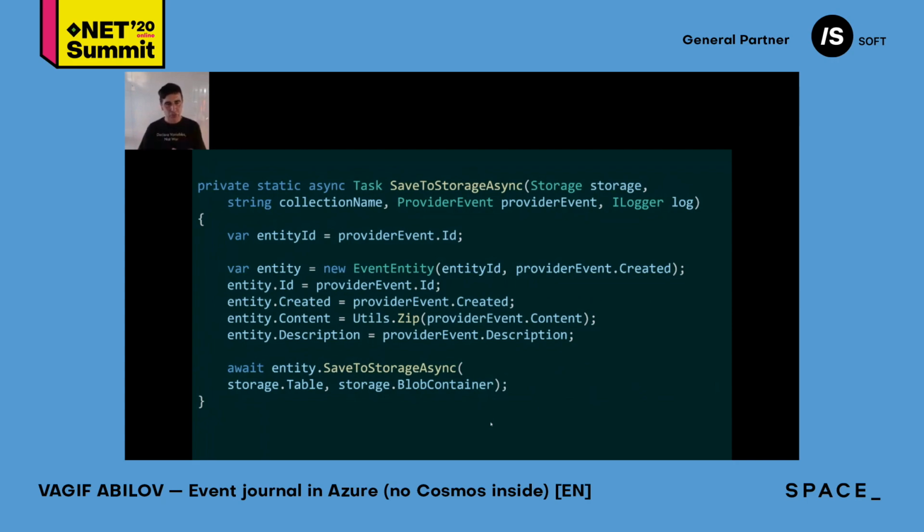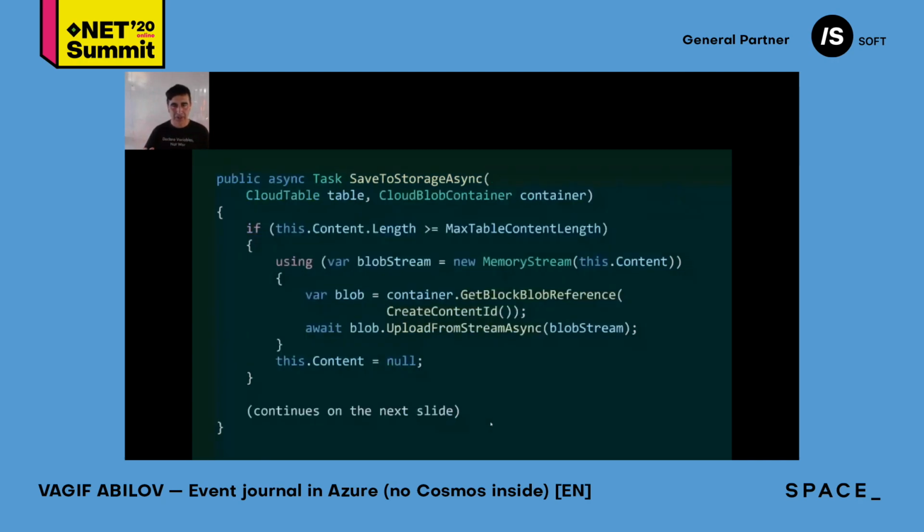This is another method which is called, which takes as parameters table and blob container. And this is because the length of the message may exceed max table content length, which is 64K. So if it doesn't exceed, then we just write to the table. If it exceeds, then it's 2 lines of code, obtaining block reference, and upload from stream async. We upload the content there.